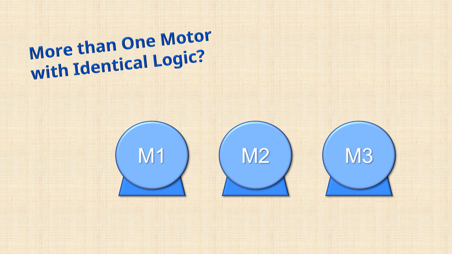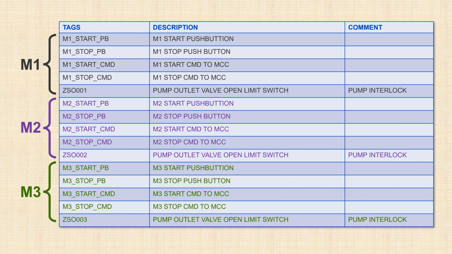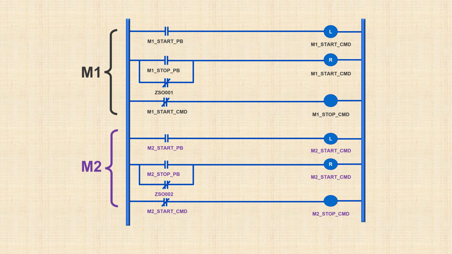However, let's assume we have a lot of motors with identical logic. How will we scale our PLC program to take into account all these other motors? The traditional approach will be to create tags for each motor. If one motor takes 5 tags, then 3 motors will take 15 tags. After tag creation, we will have to take care of logic for each motor. For this, we will have to copy and paste the logic for M1 and change the tags for each new motor. But this will be a tedious exercise requiring a lot of effort.